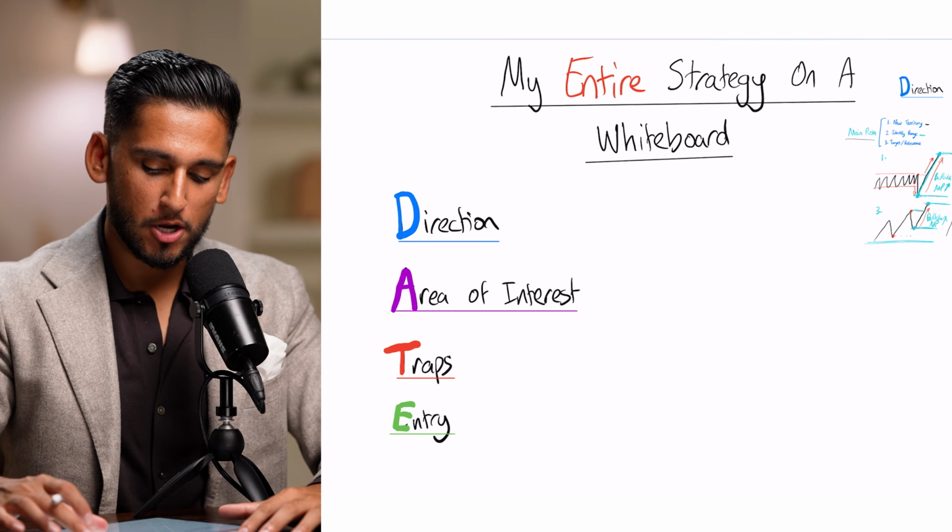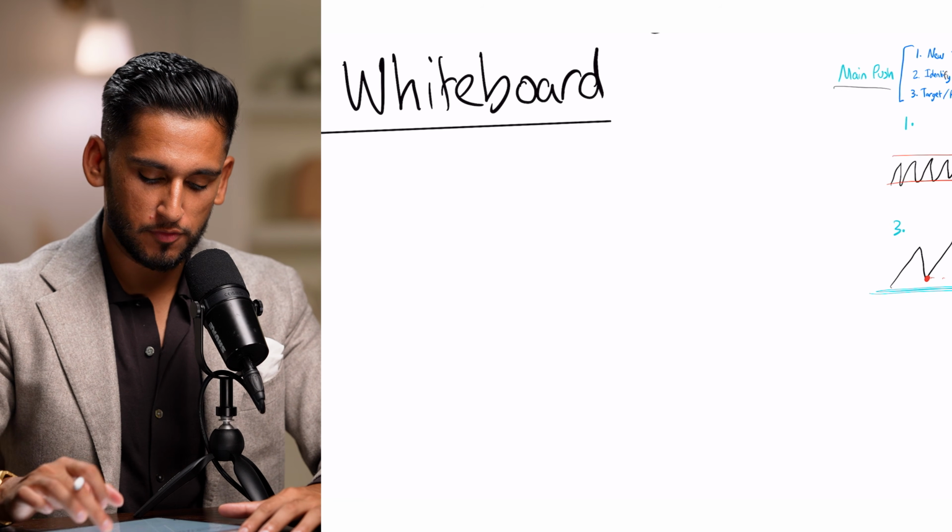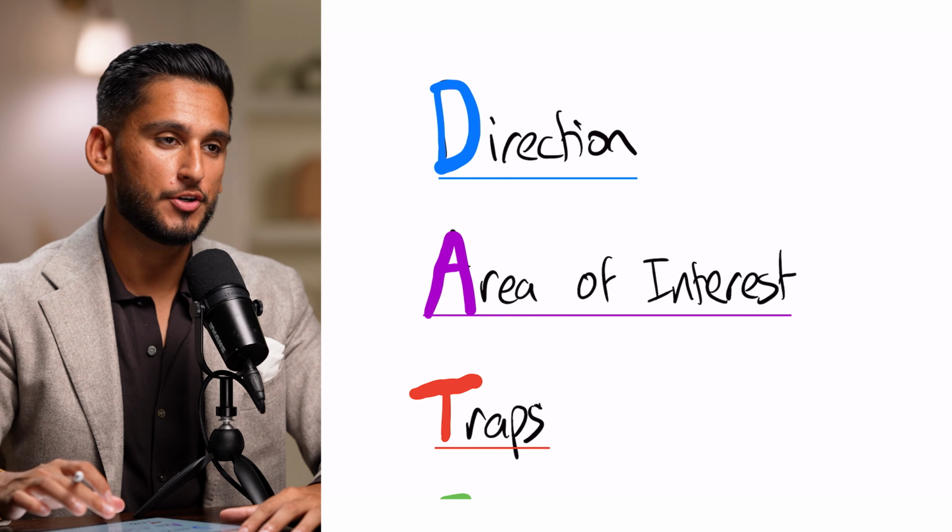Okay, now that we've nailed down what direction in the market is, now let's move on to the next one, which is area of interest. Now, area of interest is pretty important because when we find a main push in the market and we know it's bullish, that means I know I need to be looking for buys.